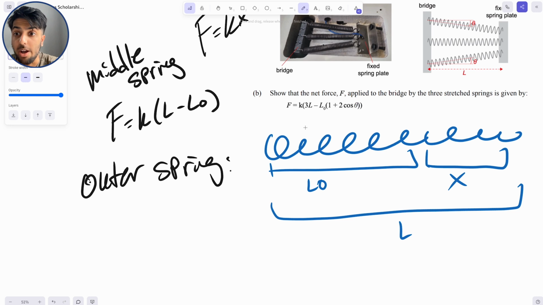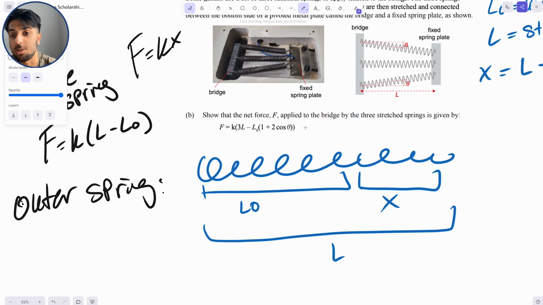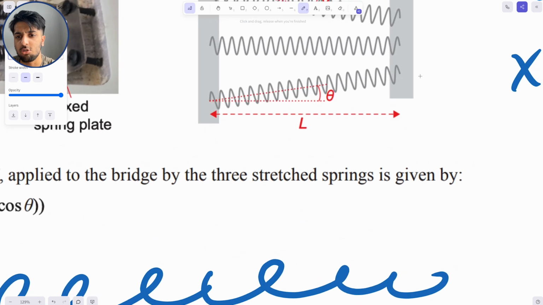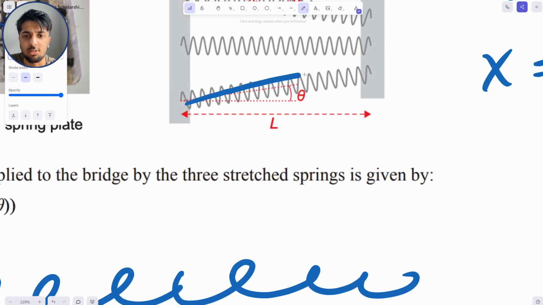And so for our outer spring, as it is at an angle like we discussed before, it's going to be stretched slightly longer than the middle spring. And to find out how much it's been stretched, we can go to our trusty trigonometry and draw a little trusty triangle on here. Let's draw it like this, and like that, and like this. That's a right angle, and we have our theta there.